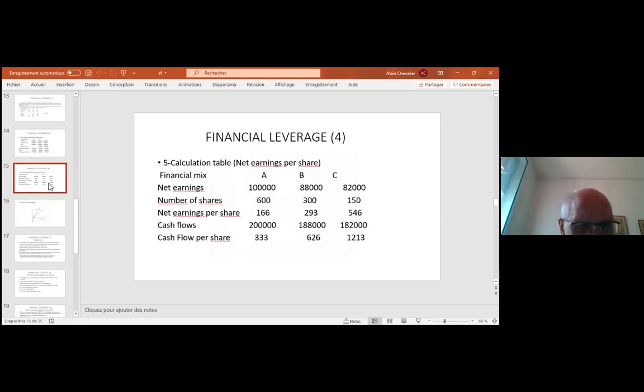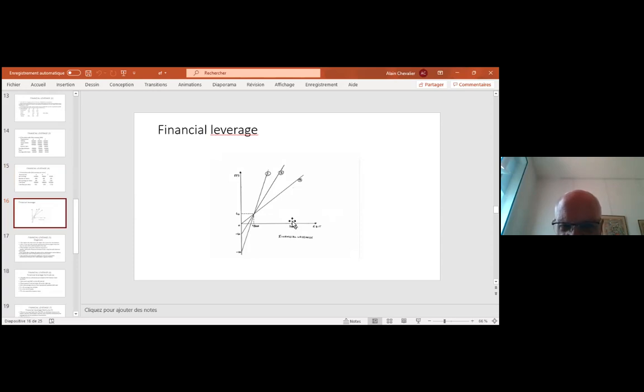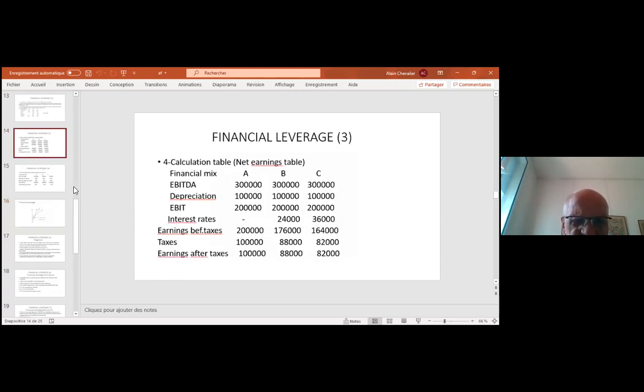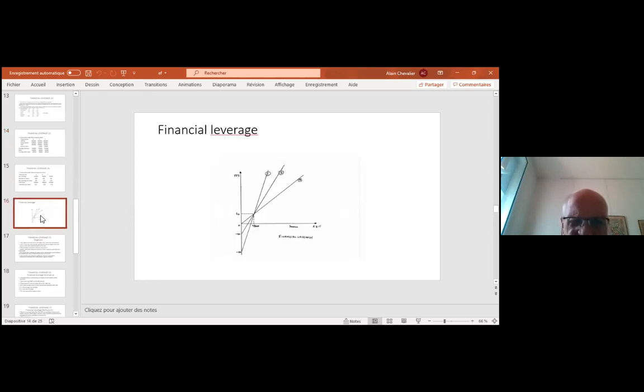And if you go back to B, it will be 293. And for C, it will be 546. My graph is a bit simplified, but you understand that you have points which are much higher. But anyway, we already know one point. After that, it is clear that you can modify these calculations, modifying the level of EBIT. It is not so clear that the EBIT will always be 200,000.